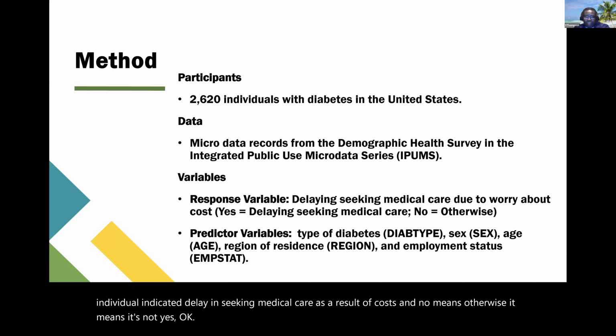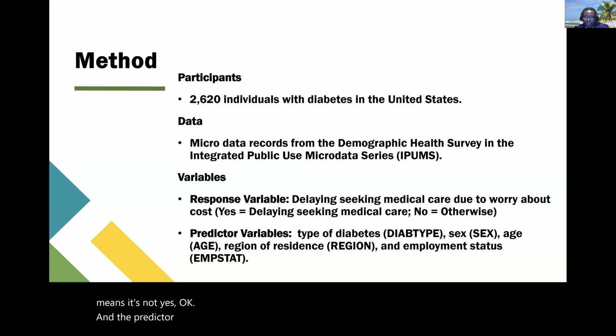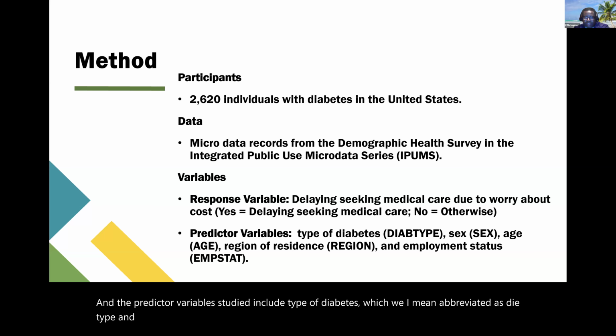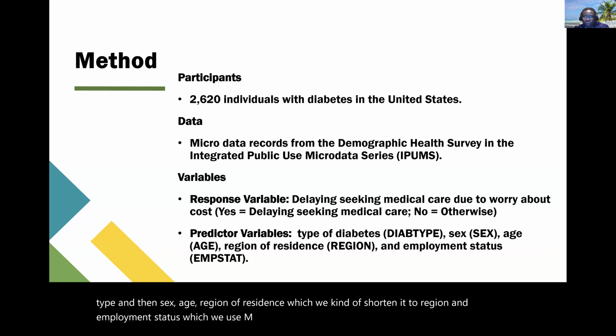The predictor variables studied include type of diabetes, which we abbreviated as DIAB type, and then sex, age, region of residence, which we shortened to region, and employment status, which we use MSTAT as a short form of.